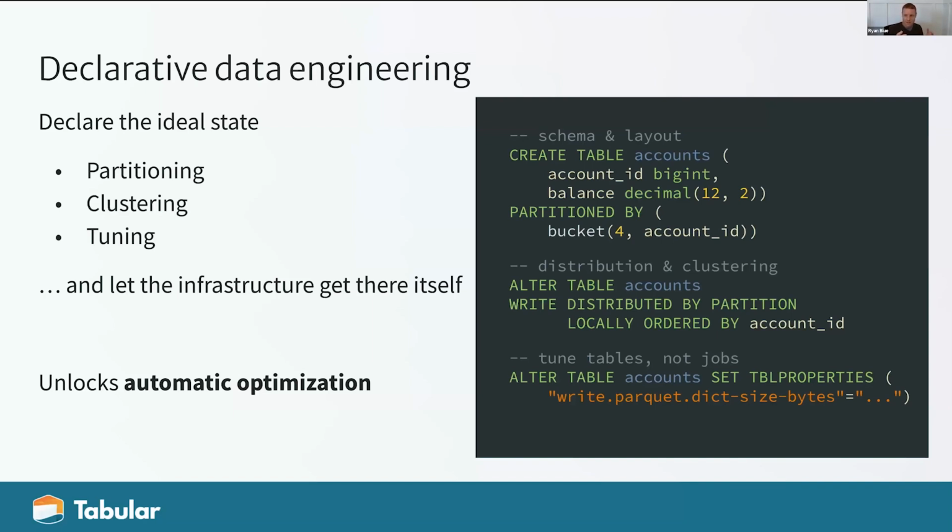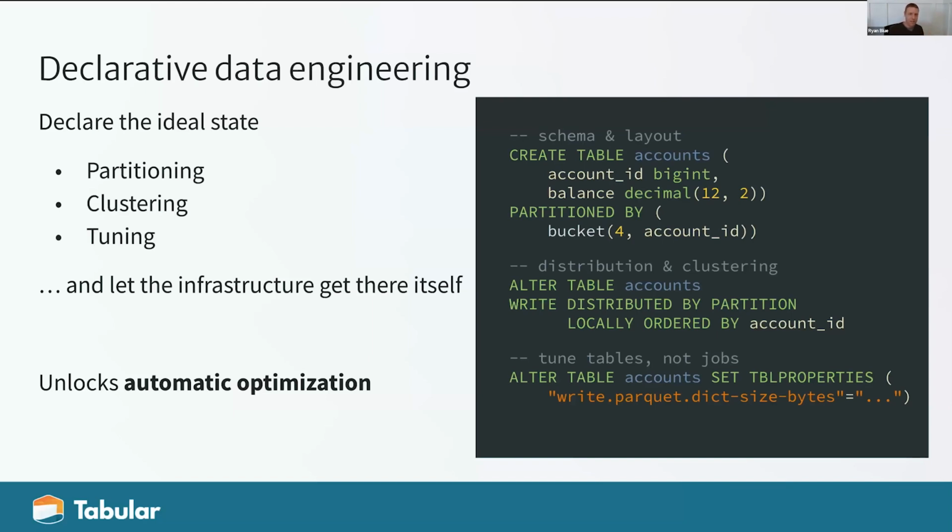So in this case, what we want to do is create a table, this accounts table, and say it's partitioned like this. This is how I want the files and the data laid out and separated into chunks. I also want it distributed at write time by the partition and locally ordered within each task. And you do that just once, right? You say, this is the ideal state of this table. And then the engines are responsible for reading that from the table and getting you there automatically. So the write in this case should just be insert into accounts, select account ID and balance from my data, right? So it should be very, very easy.